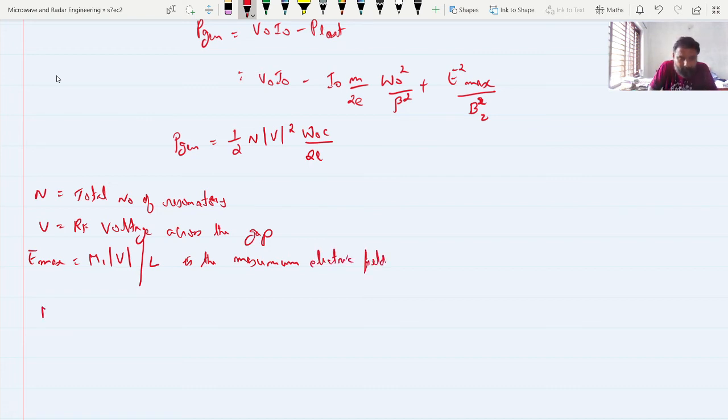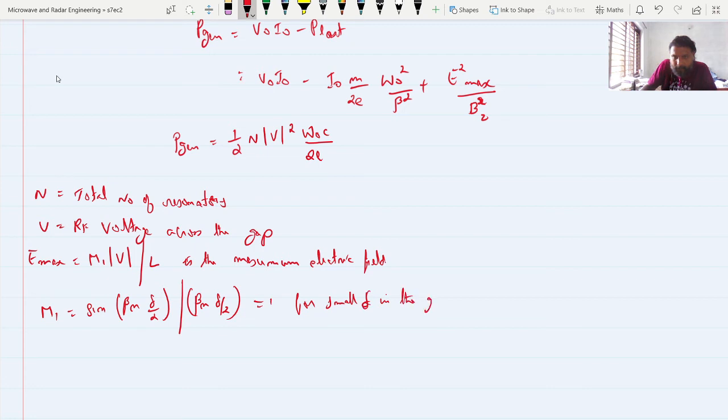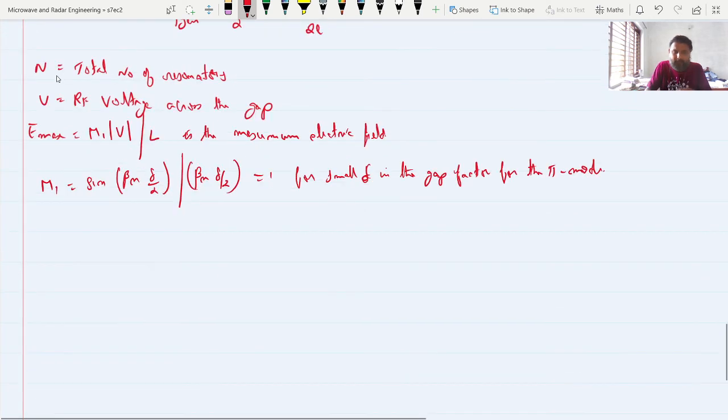Where M1 is nothing but sine of beta delta by 2 divided by beta delta by 2. That is equal to 1 for small delta in the gap. This is the gap factor for the pi mode, and beta is nothing but a phase constant.